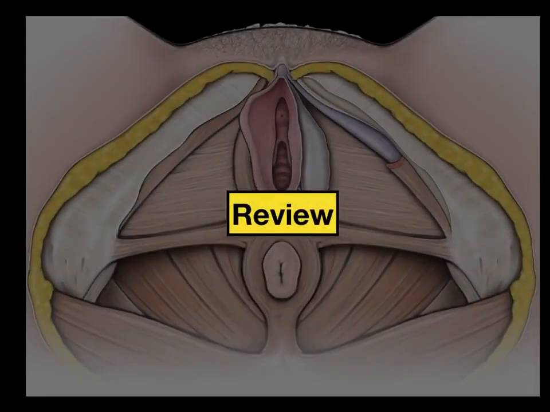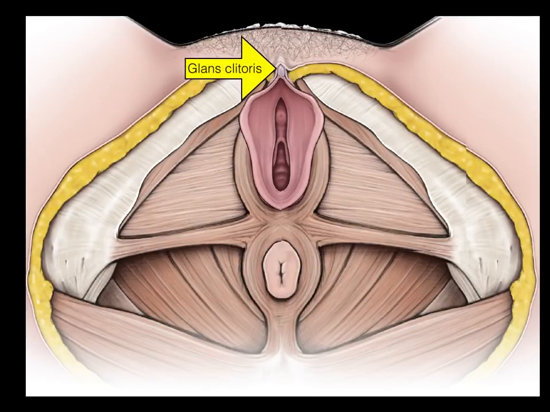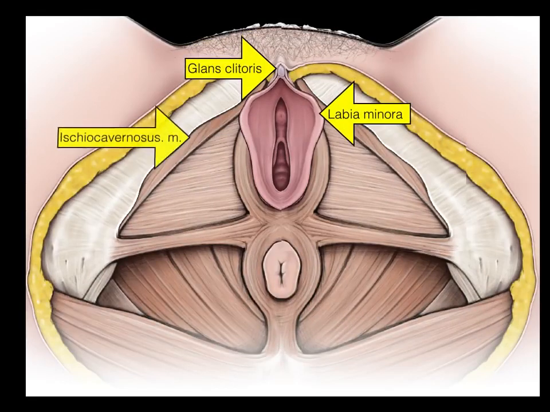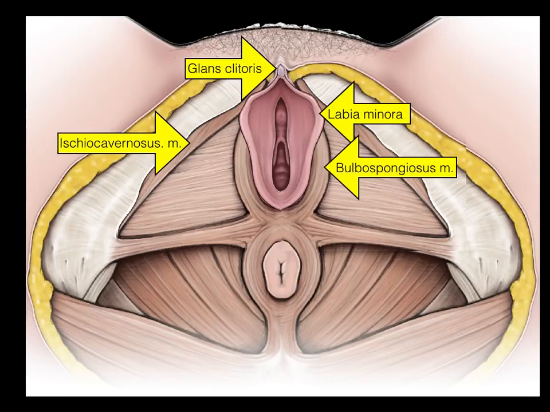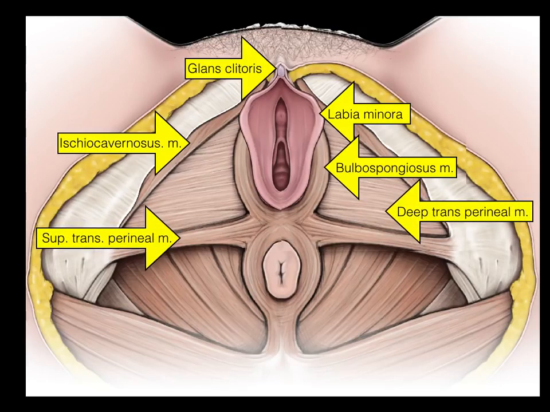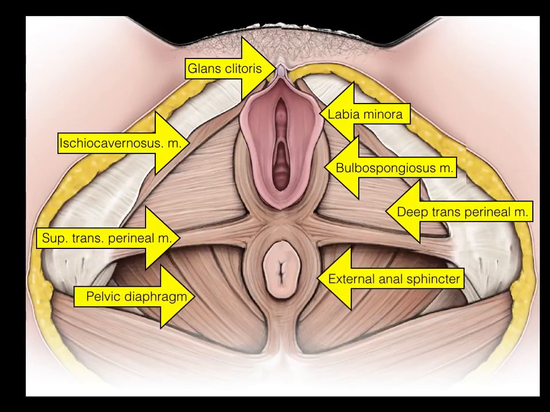So let's do a little bit of review, shall we? So here's the perineum. There's the glans clitoris and the labia minora, and there's our ischiocavernosus and bulbospongiosus muscles, as well as the superficial transverse perineal muscle and a deep transverse perineal muscle, and there's our external anal sphincter. And I put pelvic diaphragm, that what you see there is the levator ani portion of the pelvic diaphragm.